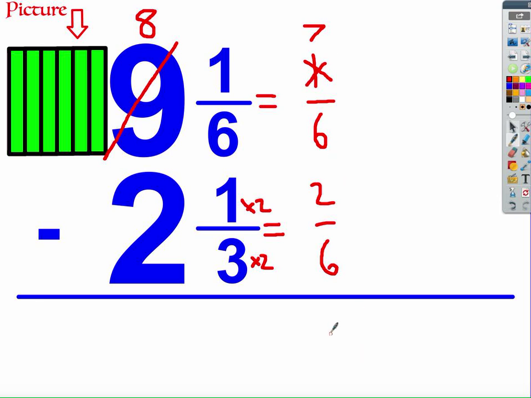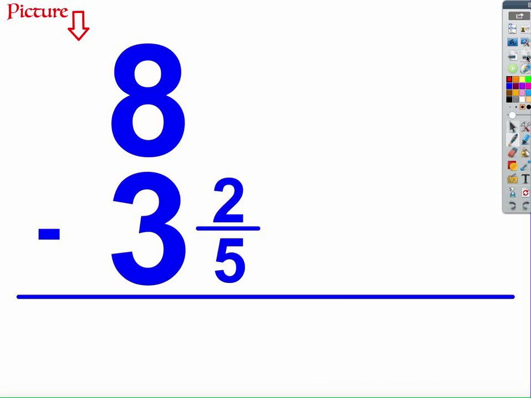Okay. Now if I subtract, 7 minus 2 is 5/6. And our whole number, 8 minus 2, is 6. So our answer would be 6 and 5/6.